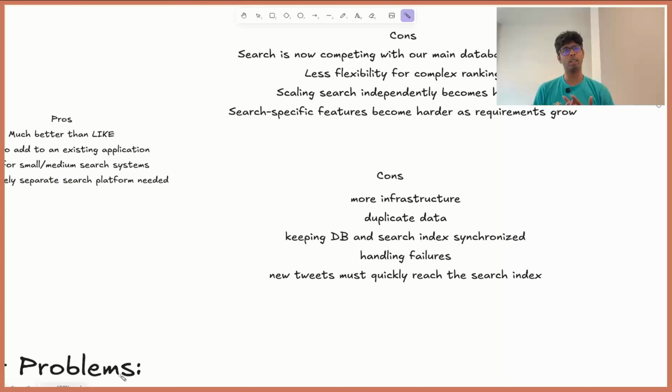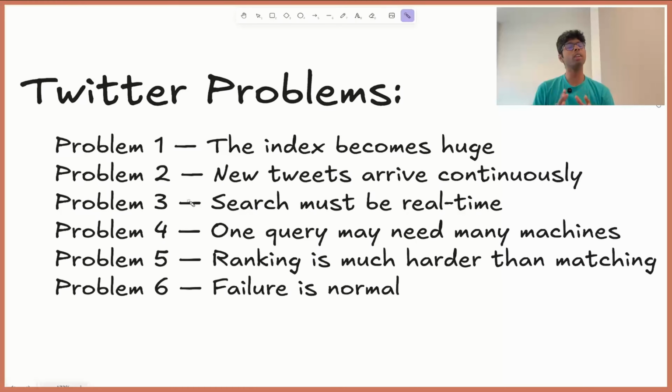This is something that we are going to do now. Now let's talk about it in terms of Twitter. Twitter has 6 problems, and we know that we discussed these 3 approaches that also have some problems, and we are going to solve all of them one by one. So let's discuss some Twitter problems now.